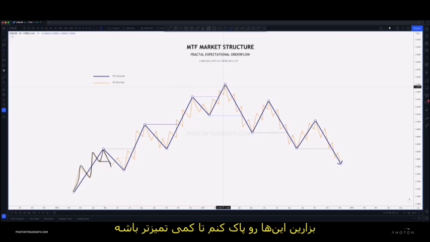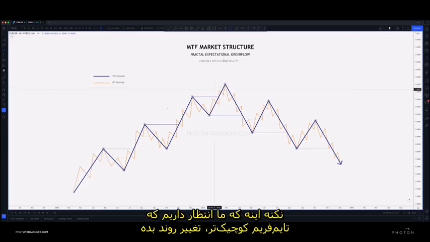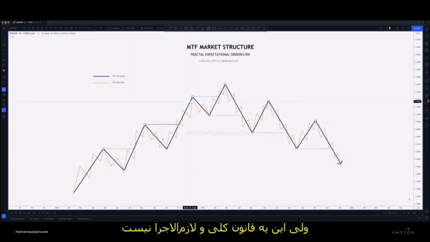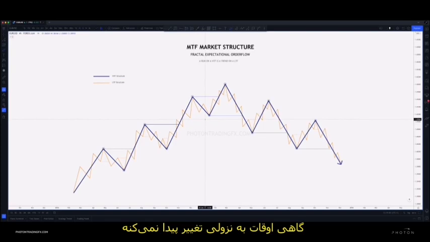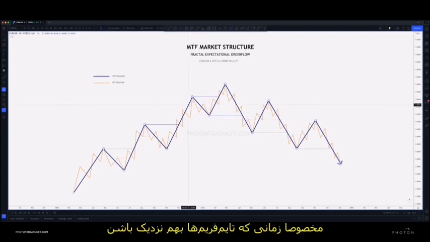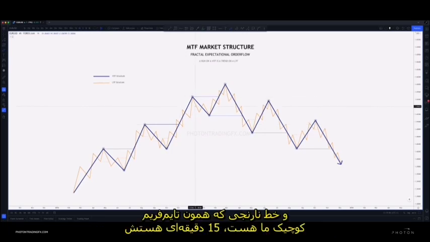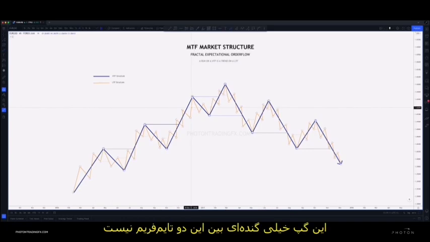So I just want to drive that point home whilst I delete some of these drawings to clear this all up: we expect the lower time frame to change trend in order to facilitate a higher time frame pullback, but it's not a hard and fast rule. Sometimes it's not always going to switch bearish in order to do that, especially if the time frames are reasonably close. So imagine our higher time frame in this case is the 4-hour chart, and the orange line, our lower time frame, is the 15-minute chart. That's not a massive gap between those two time frames.